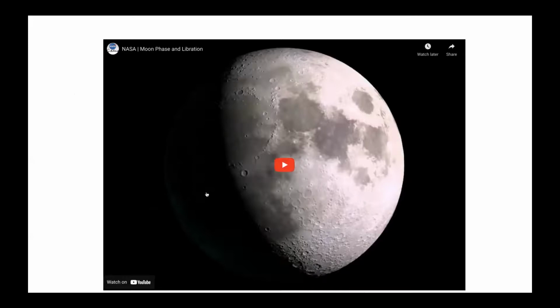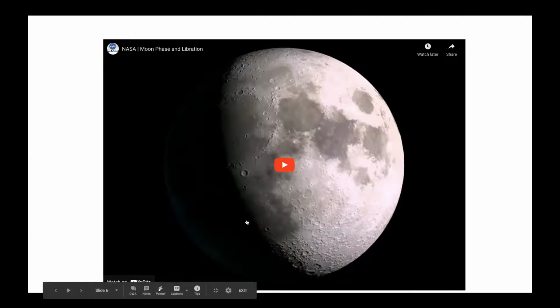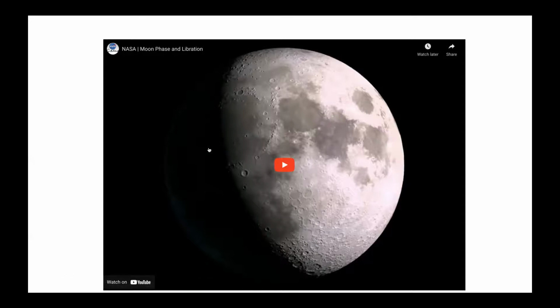Now I'm going to show you a real short video, and I want you to keep your eye on this portion. This is called the Terminator. Just like in that movie with Arnold Schwarzenegger. Well, what this is, it's the line between dark and light. Now remember, the moon doesn't have any light of its own. It's illuminated by the light of the sun. It simply reflects that to us.